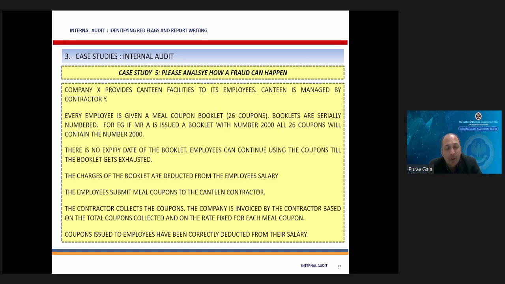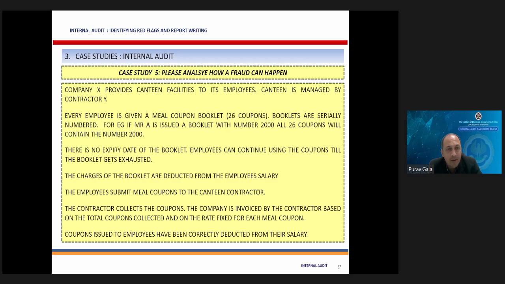Very important. Employees can continue using the coupons till the booklet gets exhausted. In a month, if I decide that I have meals in the cafeteria 20 times, then I'll end up using 20 coupons. The six coupons can be redeemed in the next month. The charges for the booklet are deducted from the employee's salary.